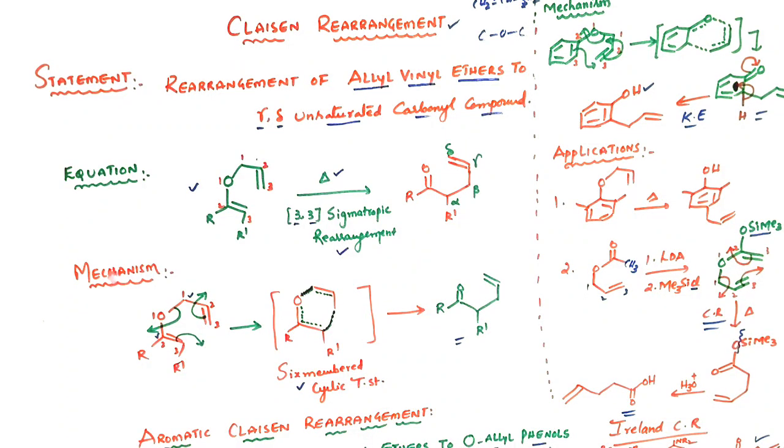Let's discuss the next name reaction, that is Claisen rearrangement. So this is also an example of a rearrangement reaction. Generally in a rearrangement reaction, what happens? The transfer of an atom or group from one portion of the molecule to another portion. That we need to observe.